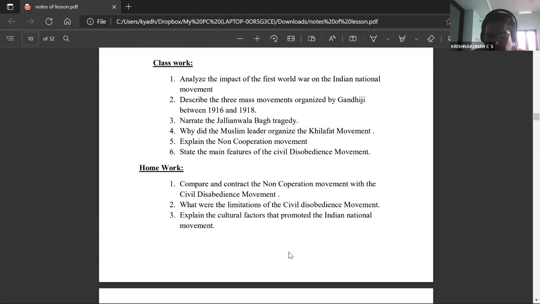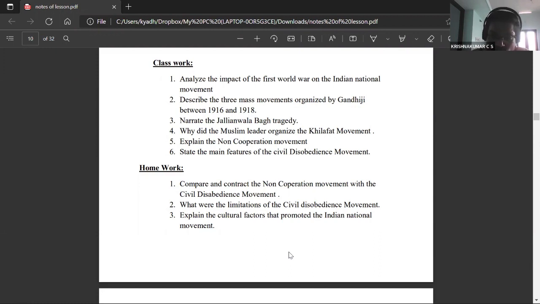What is the difference between these two, Swaraj and Purna Swaraj? Swaraj means self-rule, sir. Purna Swaraj means complete independence. Okay. Actually, Swaraj means something like dominion status.